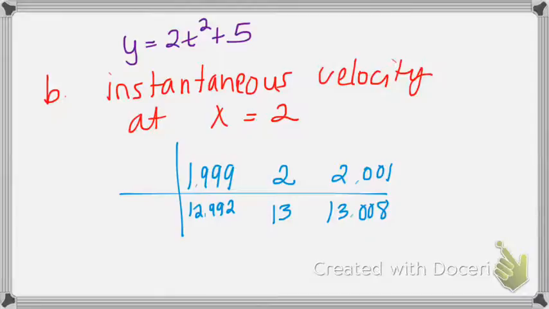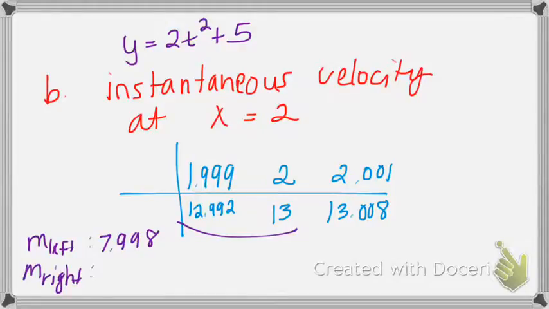I'm just writing down a little bit of it, but in the calculator, when I find the slope, I'm going to use the whole decimal. So I'm going to start with this one, and I'm going to find the slope on the left. And I'm using the whole decimal from the calculator. So 13 minus 12.992002 divided by 2 minus 1.990. Okay, and then the slope on the right, 13.008002 minus 13 divided by 0.001.